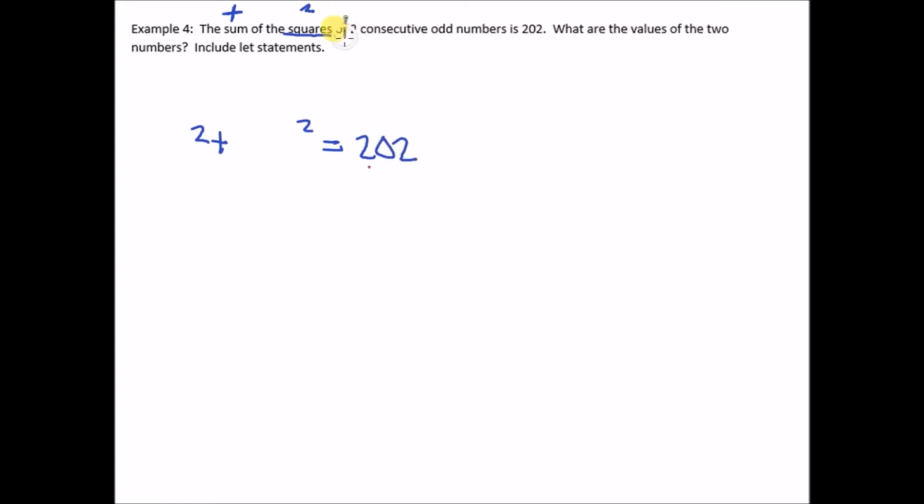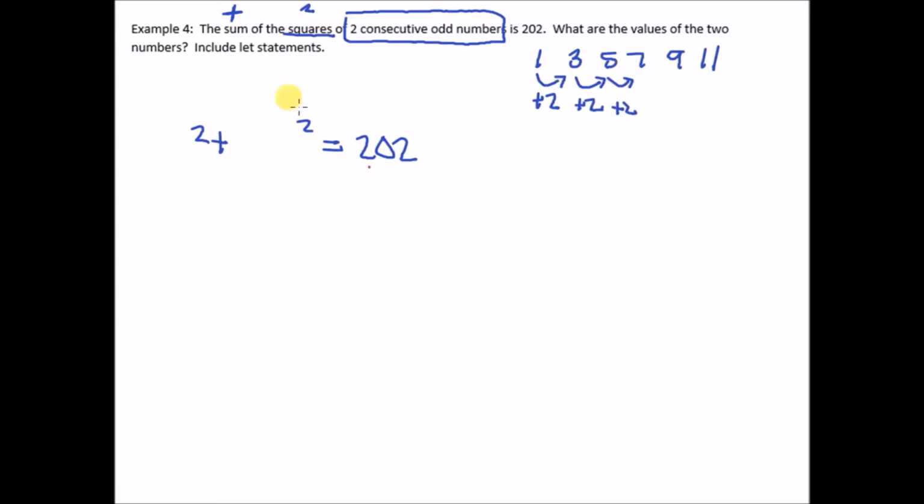Now, two consecutive odd numbers. When I think of odd numbers, I think of 1, 3, 5, 7, 9, 11. So now let's talk about what happens between 1 and 3. What do we add? 2. 3 and 5. What do we add? 2. 5 and 7. What do we add? 2. Okay, so let's say that we have x, and that's going to be our first integer.